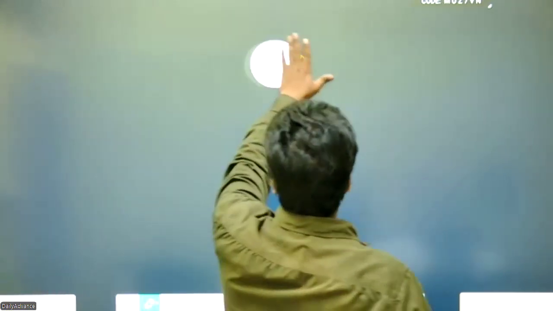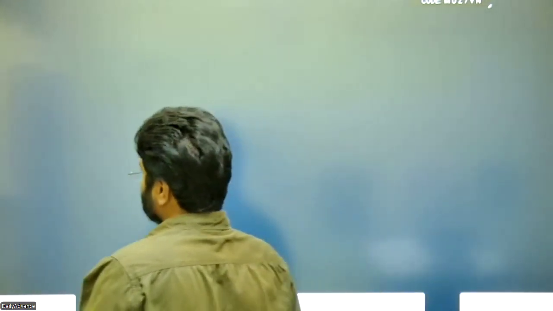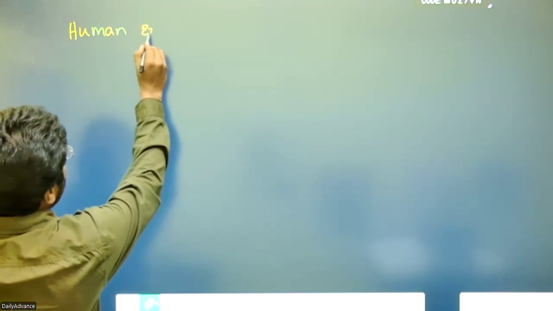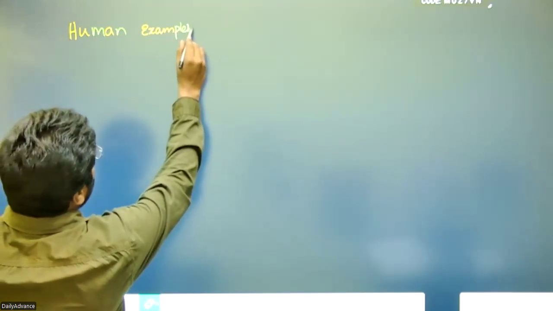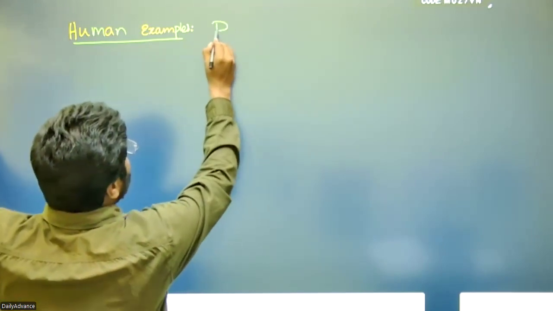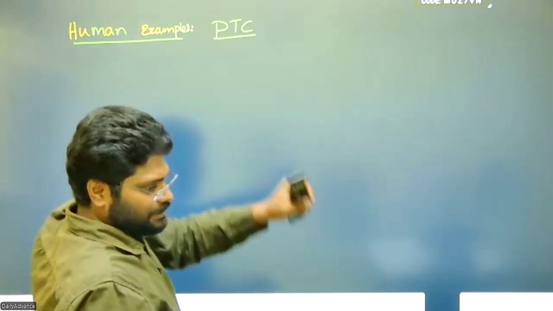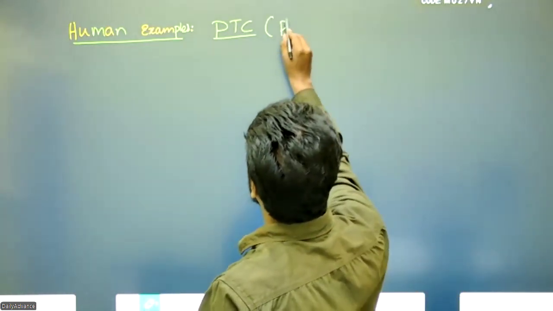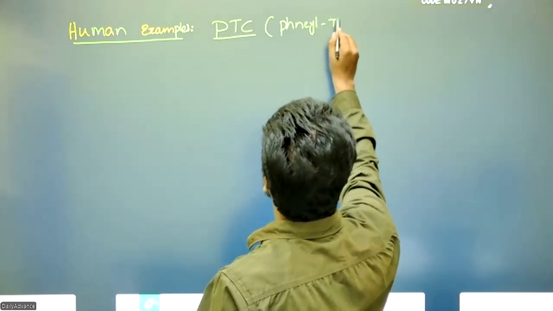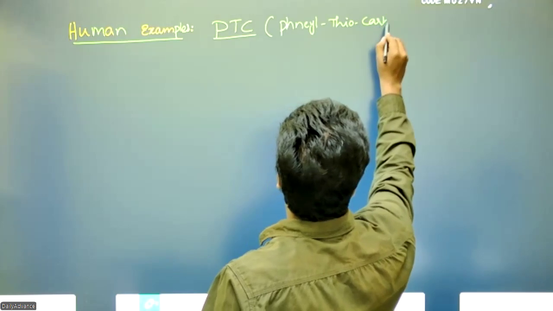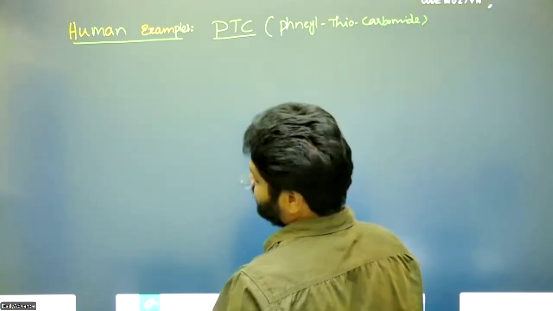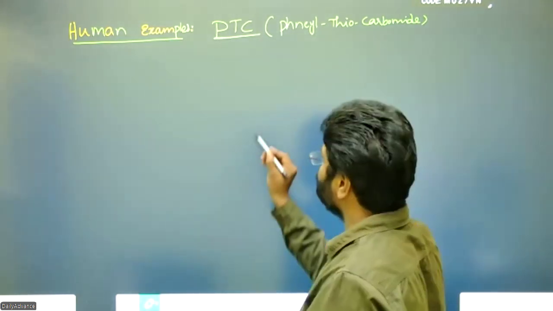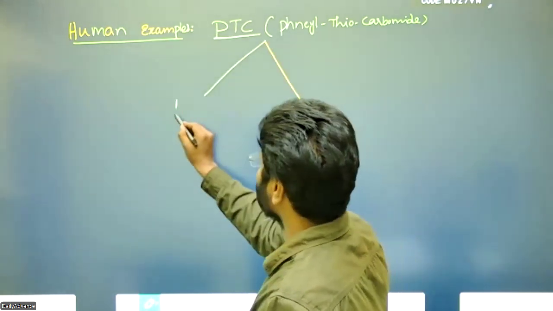So now we will take human examples. The PTC substance is one of the chemical components. It is not harmful. It is phenyl thiocarbamide. It is a chemical substance, but not harmful. With this substance, humans are classified into tasters and non-tasters.